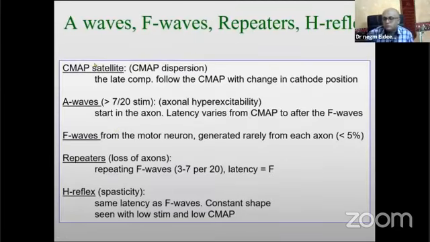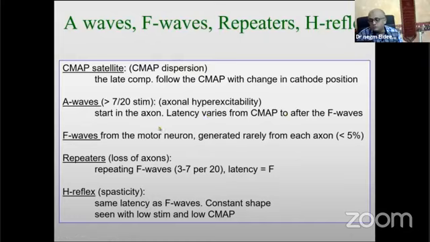Here is a summary of the CMAP satellite, A wave, F wave, repeaters and H reflex. The CMAP satellite is late components that follow the CMAP when we change cathode position. So that is a part of a neuropathy. A waves are generated anywhere along the peripheral nerve, indicating a local axonal hyperexcitability and have nothing to do with the motor neuron. It starts in the axon and varies in latency.